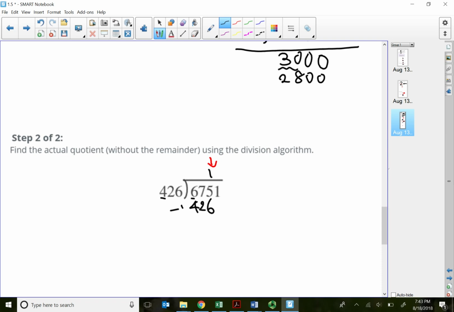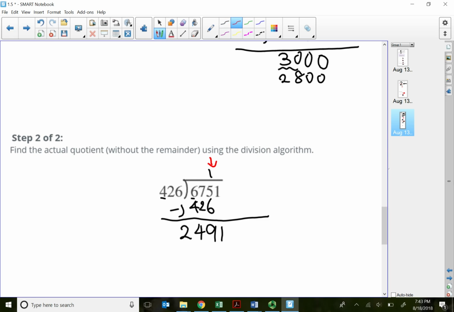426. In long division, we will subtract. 15 minus 6 is 9. This is not 7 anymore. It's 6 now, because the 5 had to borrow. 6 minus 2 is 4. 6 minus 4 is 2. All right, bring down the 1.